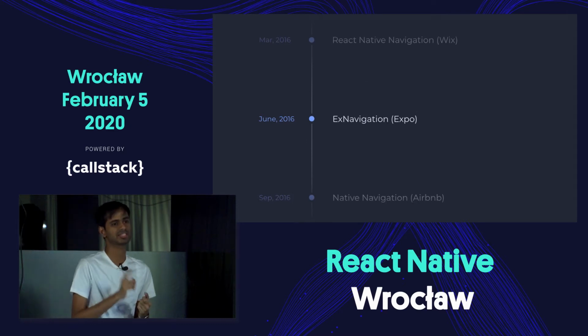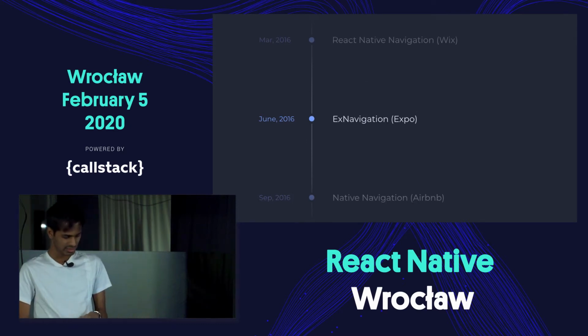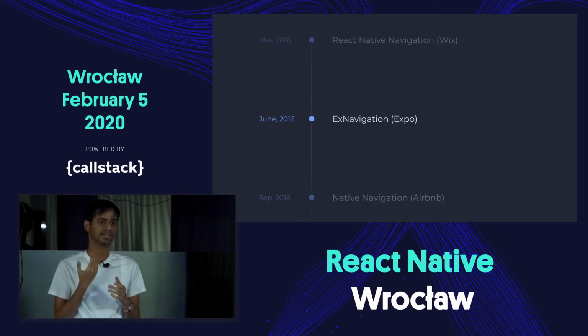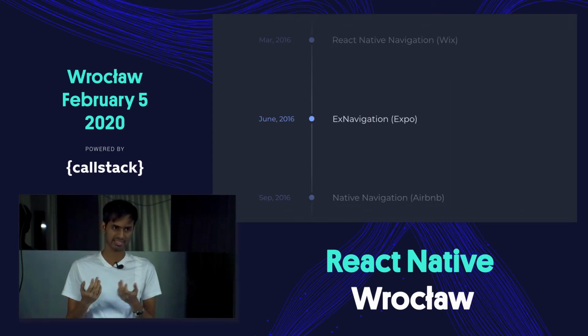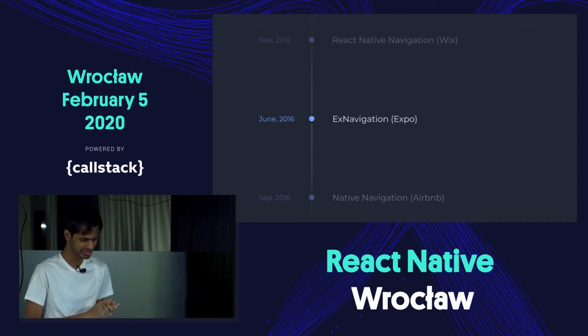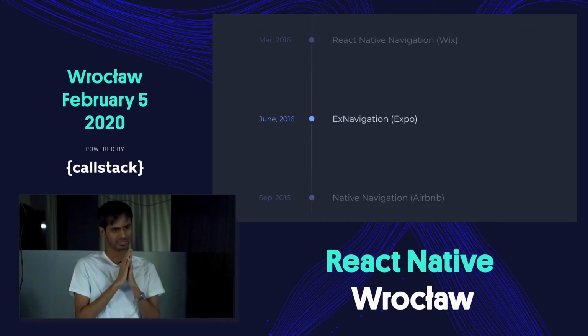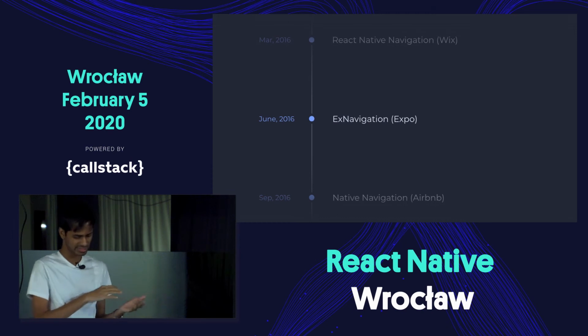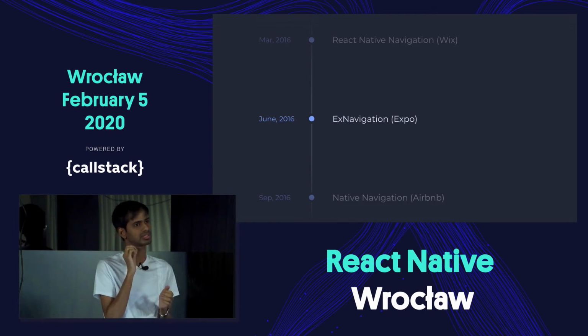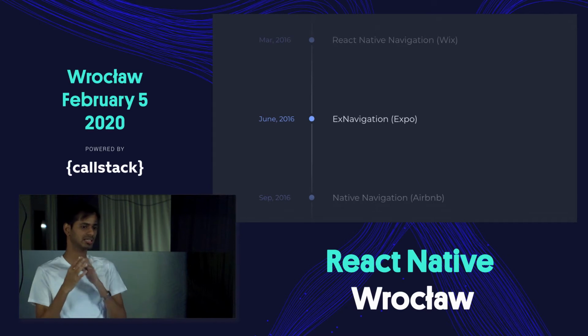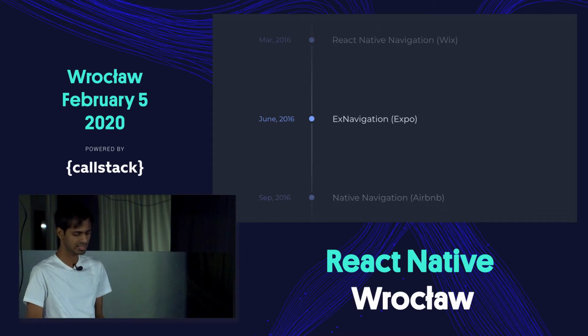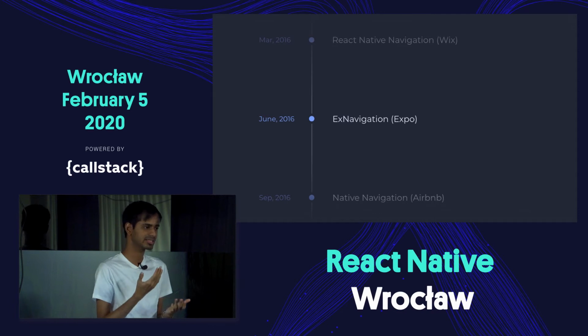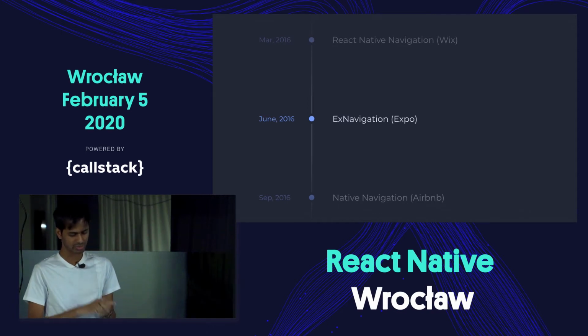So the next navigation library was X Navigation. This is a continuation of Navigation Experimental. It was basically based on Navigation Experimental, and it was built by Expo, basically by Brent Watney and Adam Miskiewicz. This was also fully JavaScript based like previous navigators, but it was one of the first navigation libraries which had a lot of different navigators. It had a stack navigator, a tab navigator, and also a drawer navigator. So you could implement a lot of different patterns with this library.